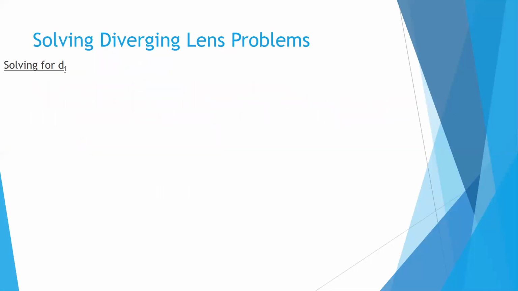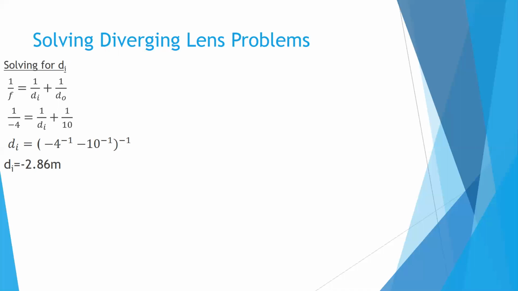In order to find our di, we're going to use our same lens equation from before, 1 over f equals 1 over di plus 1 over do. We plug in our f, -4, and our do is 10. I'm going to use our inverse function here on our calculator to solve it. In your calculator, you're going to plug in parentheses -4. Make sure you do the negative sign and not the minus sign. So -4 inverse minus 10 inverse, close your parentheses, then hit the inverse button again. If you do that correctly, you should get an answer of -2.86 meters.